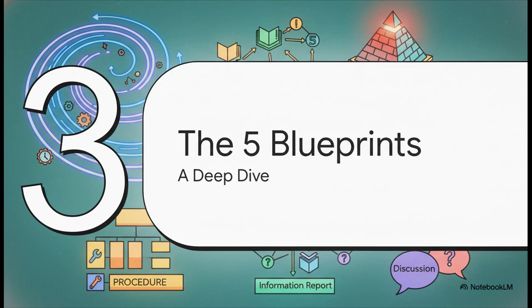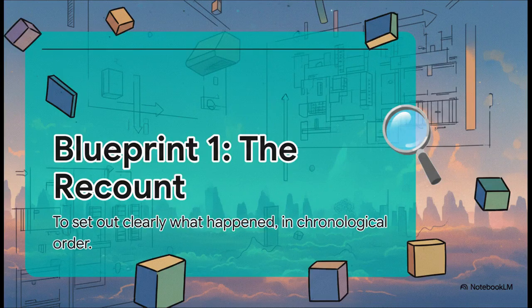Ready to get into the nuts and bolts? Awesome. Let's jump into Section 3 and break down each of these 5 essential blueprints. First up, we have the recount, and its purpose is super simple. It's all about telling what happened in the order that it happened. This is your go-to for a lab report, a project summary, or even just the minutes from a meeting. It's all facts, no fuss.